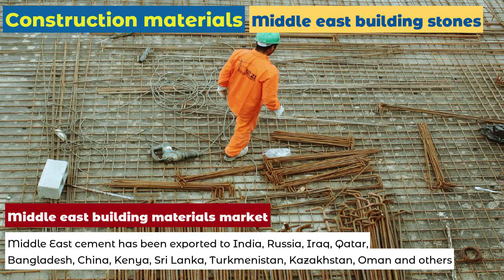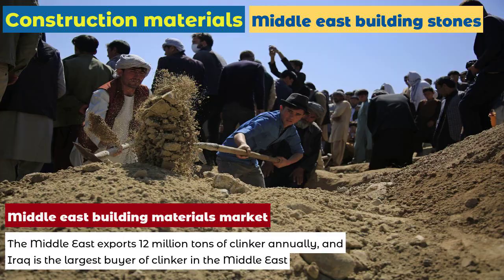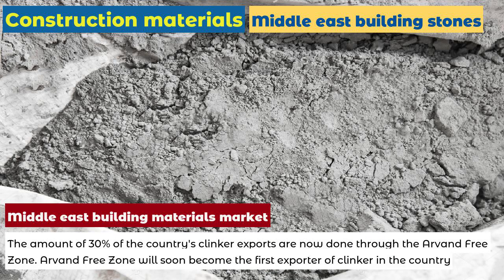Middle East cement has been exported to India, Russia, Iraq, Qatar, Bangladesh, China, Kenya, Sri Lanka, Turkmenistan, Kazakhstan, Oman, and others. Despite all the obstacles created in this country, Iraq is still the first destination for clinker and cement exports in the Middle East. Kuwait and Afghanistan are next. The Middle East exports 12 million tons of clinker annually, and Iraq is the largest buyer of clinker in the Middle East. The amount of 30% of the country's clinker exports are now done through the Arvan-free zone. Arvan-free zone will soon become the first exporter of clinker in the country.